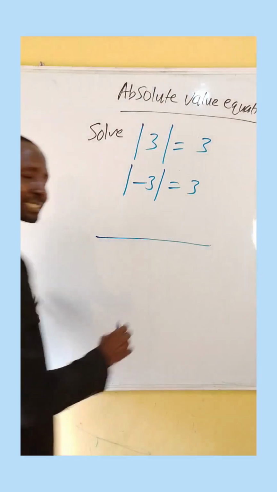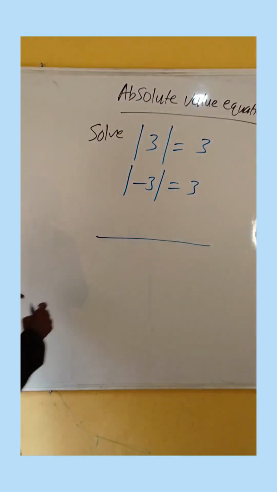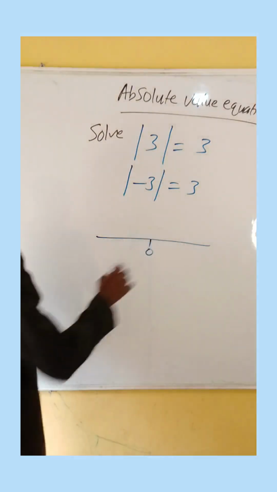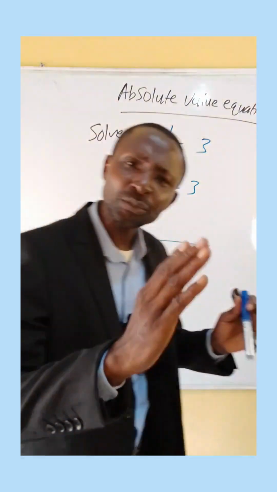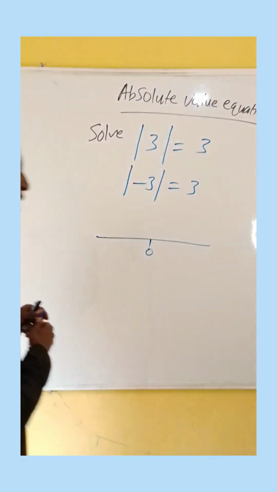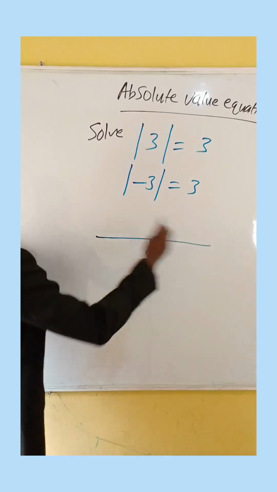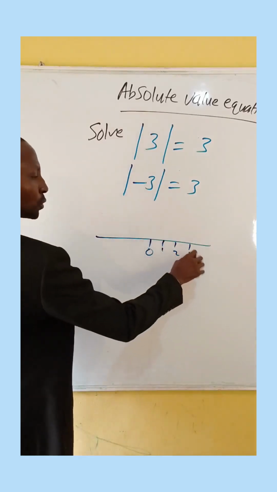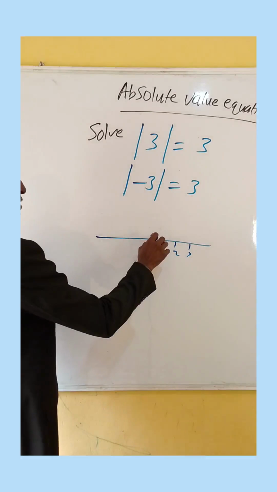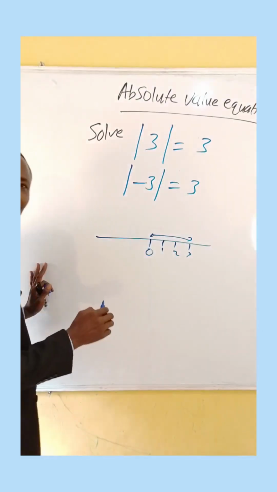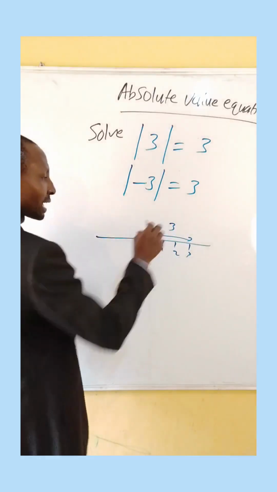Let's have a number line. You know every number line will always have a reference point, which is 0. What does that mean? You count from 0, either to the right or to the left. If I want to get to 3, to the right, this is 1, 2, 3. So the distance between 0 and 3, if you count 1, 2, 3, is 3.